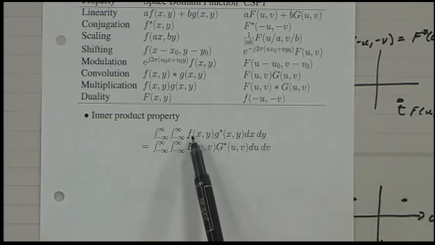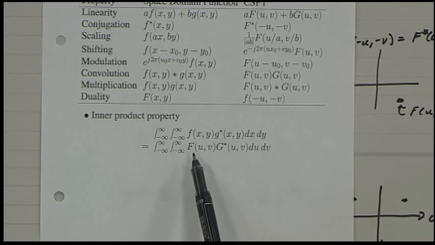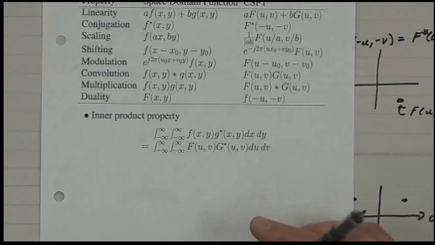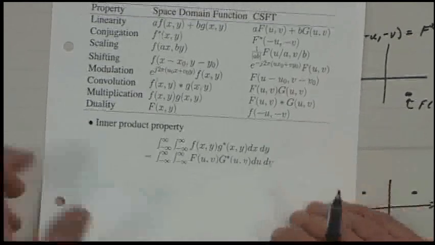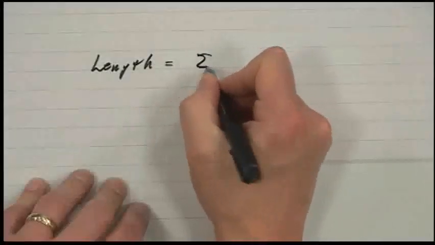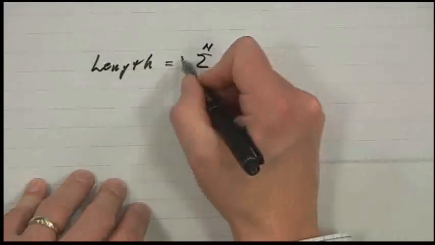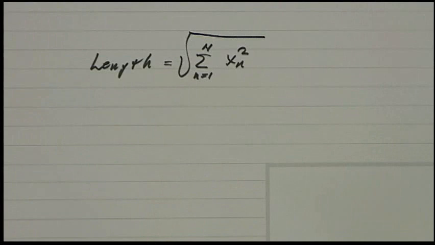So if I make F and G equal, then F times F star is just the magnitude of F squared. So the energy in time or space is equal to the energy in frequency. That's just a result of the fact that the Fourier transform is an orthonormal transform. Energy is like length, actually like length squared. Because if you calculate the length of something, length here is equal to the square root of the sum from n equals 1 to N of x of n squared. That's the length in an N-dimensional space.